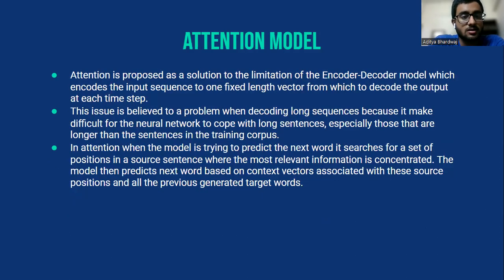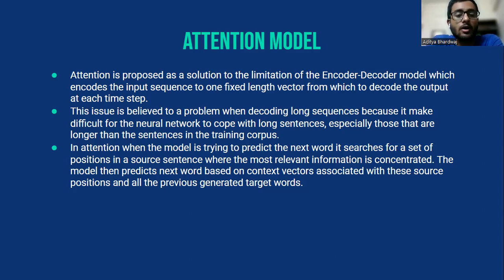So attention is proposed as a solution to the limitation of the encoder-decoder model, which encodes the input sequence to one fixed length vector from which to decode the output at each time step. This issue is believed to be a problem when decoding long sequences because it makes it difficult for the neural network to cope with long sentences, especially those that are longer than the sentences in the training corpus.